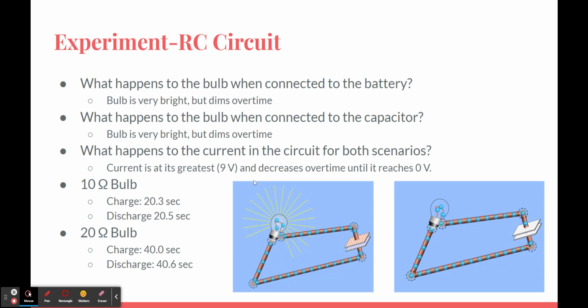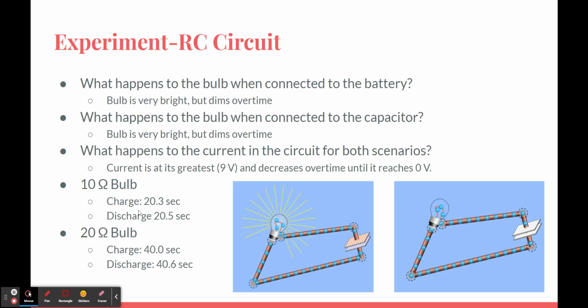What happens to the bulb when it's connected to the battery? The bulb is very bright, but over time it dims down. When it's connected to a capacitor, it's still very bright, but once again it dims down, the same as the bulb connected to the battery. For both scenarios, the current is greatest at 9 volts and decreases over time until it reaches 0 volts. That was experimentally calculated using a 10 ohm bulb and a 20 ohm bulb.